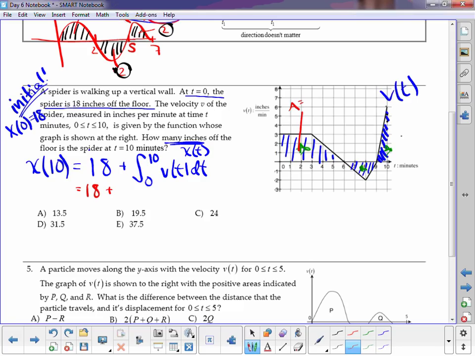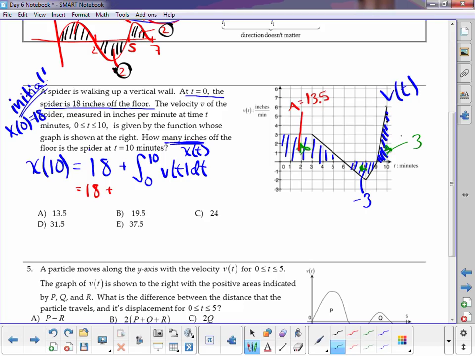What did our group over here get for this trapezoid? 13.5. Alright, my middle rows, what did we get for this one? 3. Now because this is below the x-axis, do we agree it's going to be a negative 3? Okay. And my last few rows over here, what did we get? 3. Oh, well that's nice.